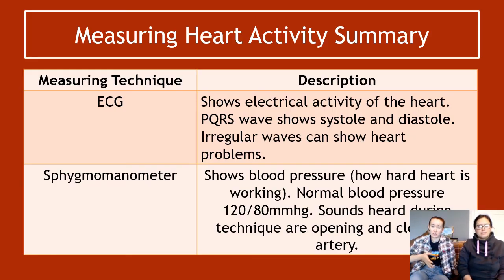Okay, so to summarise, measuring the heart activity, there's 2 different techniques we talked about. We talked about the ECG, so that is the thing that shows the electrical activity of the heart. It shows that nice PQRS wave that we showed you in the graph, which shows systole and diastole. Irregular heart problems can be shown by irregular waves on the ECG reading. Okay, and then you've got your sphygmomanometer, which is your blood pressure meter. It shows blood pressure, so how hard the heart is working. Normal blood pressure is 120/80. The sounds heard during the technique are the opening and closing of the artery under various pressures of the cuff. So that is the end of heart stuff.